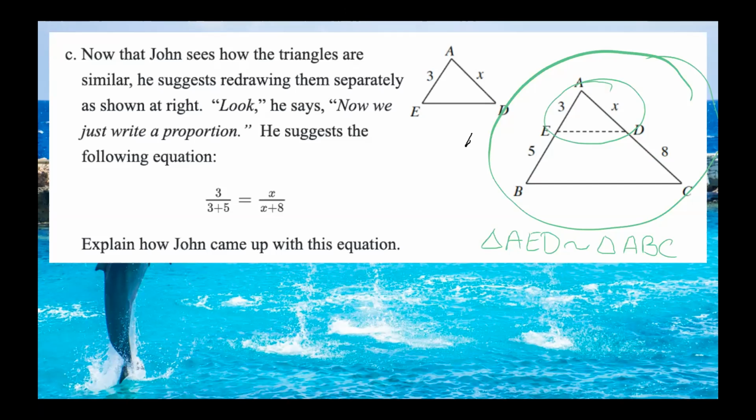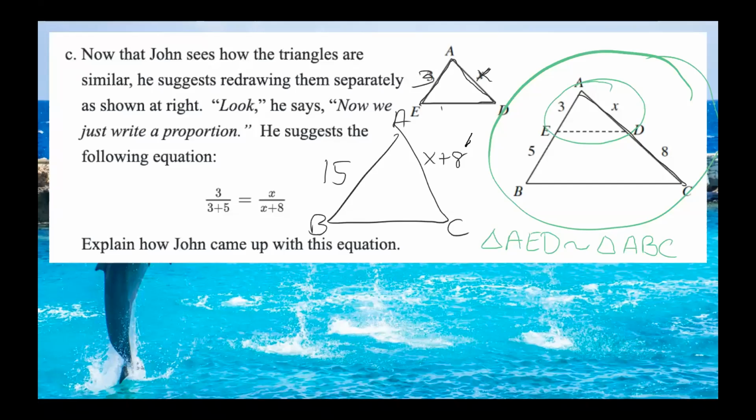I'm going to draw the larger one and the smaller one. So the larger triangle is going to be the ABC, and we have the side lengths of 15 and the side length x plus 8 for AC. This is ABC. And then if you notice, CPM already took out the smaller triangle, which is right here. So the smaller triangle has side lengths 3 and x.